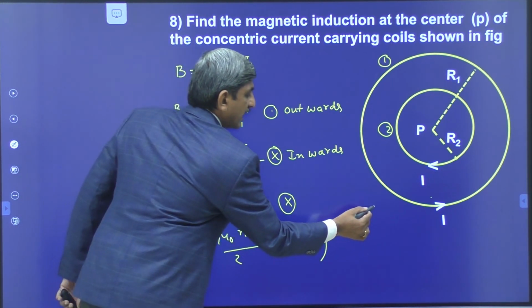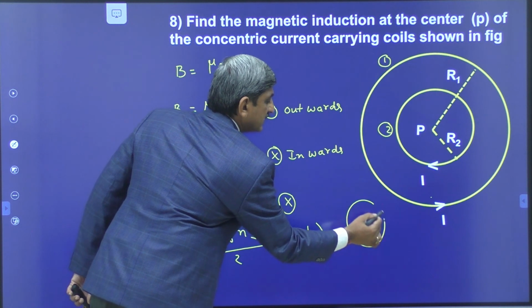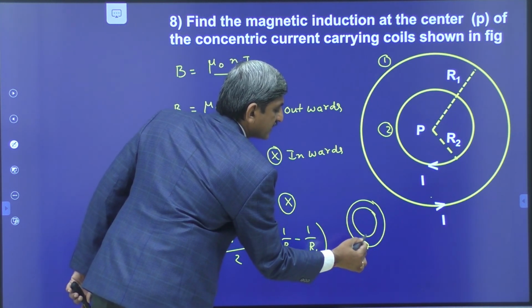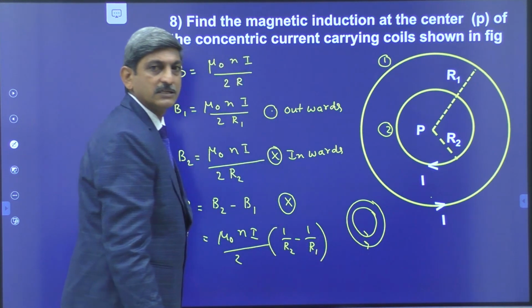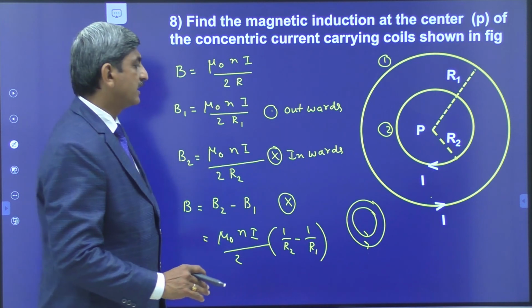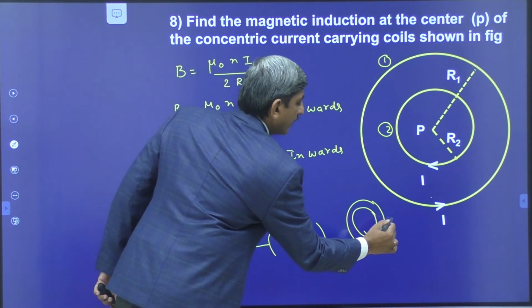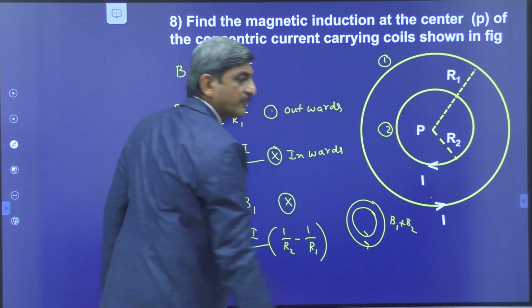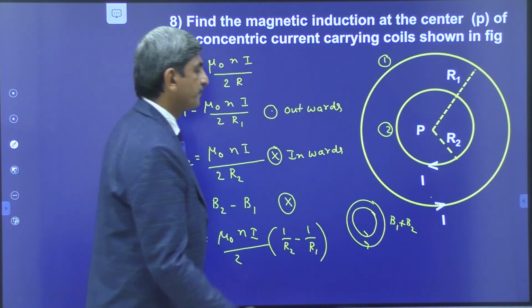Sometimes the coils are placed like this and the currents are passing in the same direction. Then in this case what happened? The fields produced by the two coils are in the same direction. In that case the resultant field is equal to B1 plus B2. The resultant field becomes B1 plus B2.